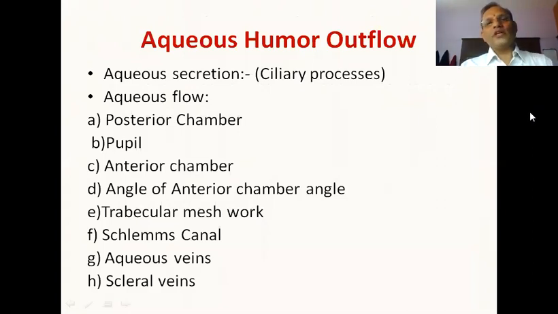Then we come to the physiological aspects, how the aqueous humor flows. Aqueous is usually secreted by the ciliary processes of the ciliary body. It flows from the posterior chamber through the pupil into the anterior chamber, then to the angle of the anterior chamber, passes through the filtering part of the trabecular meshwork, enters Schlemm's canal, and from there goes into the aqueous veins and the scleral veins.